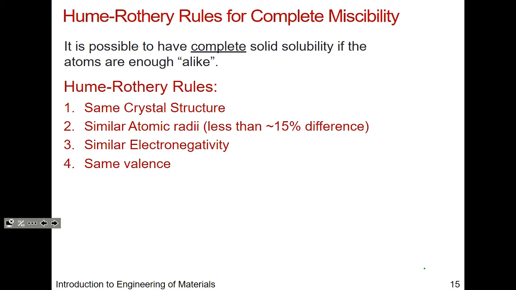But for a Hume-Rothery rule, let's say you have nickel and copper. They have similar atomic radii, so they'll most likely make a solid solution. Same crystal structure, they're both FCC, similar atomic radii. Do they have similar electronegativity? That will also determine if you're going to form a solid solution. And then, is there similar valence?